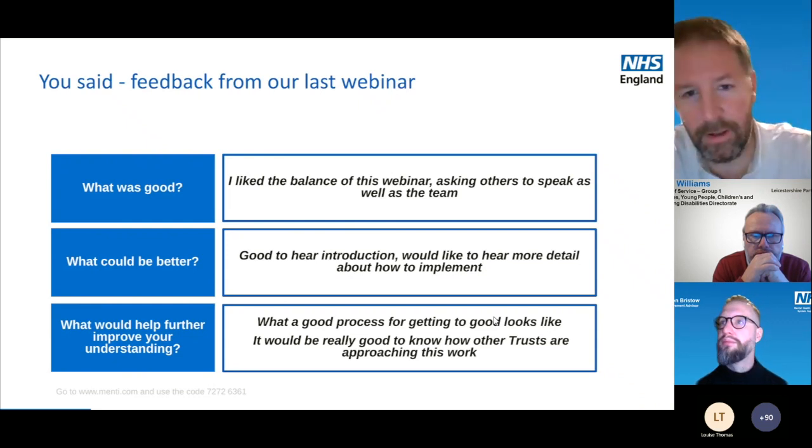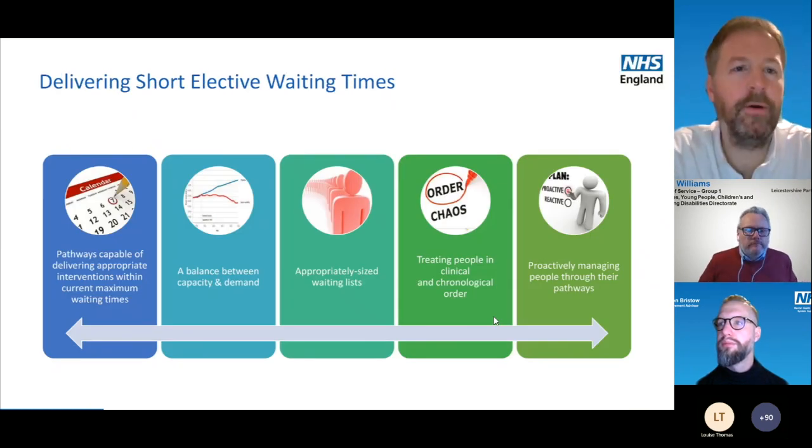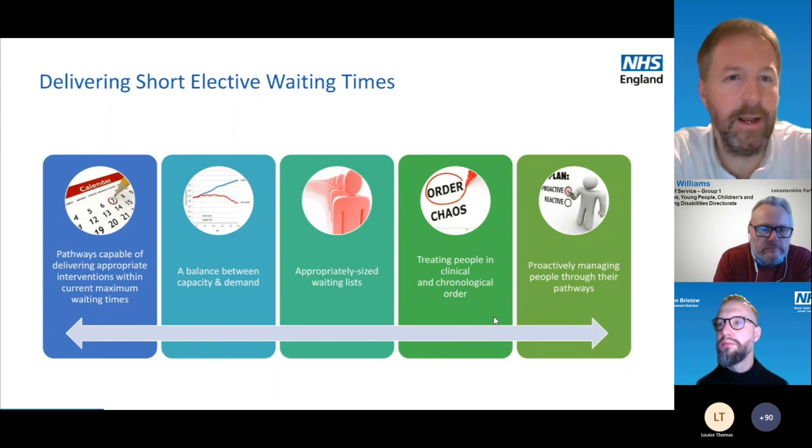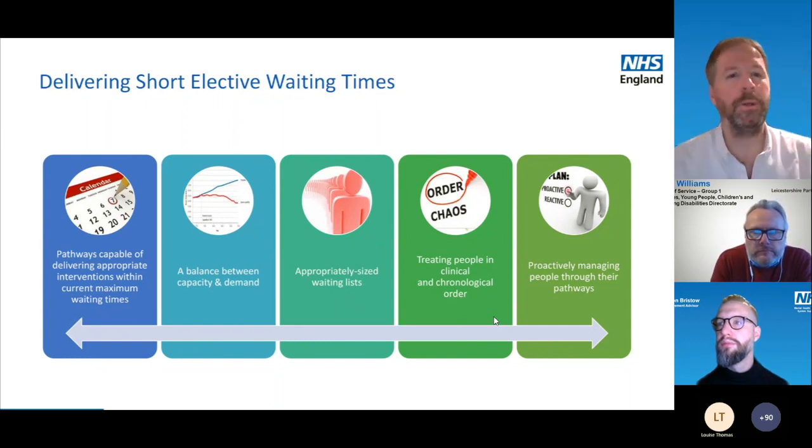Next slide, please. So patient tracking is one part of the delivery of rapid elective pathways. We talked before about elective care, so as distinct from urgent and emergency care.